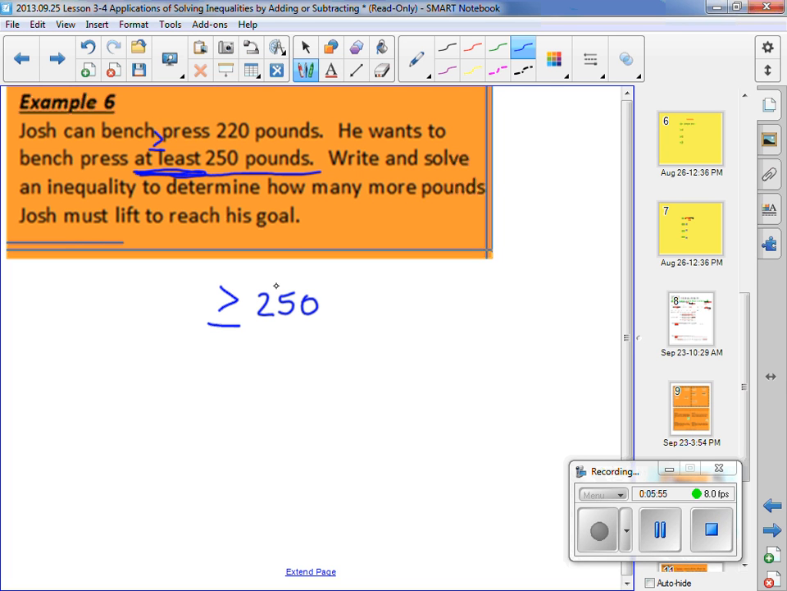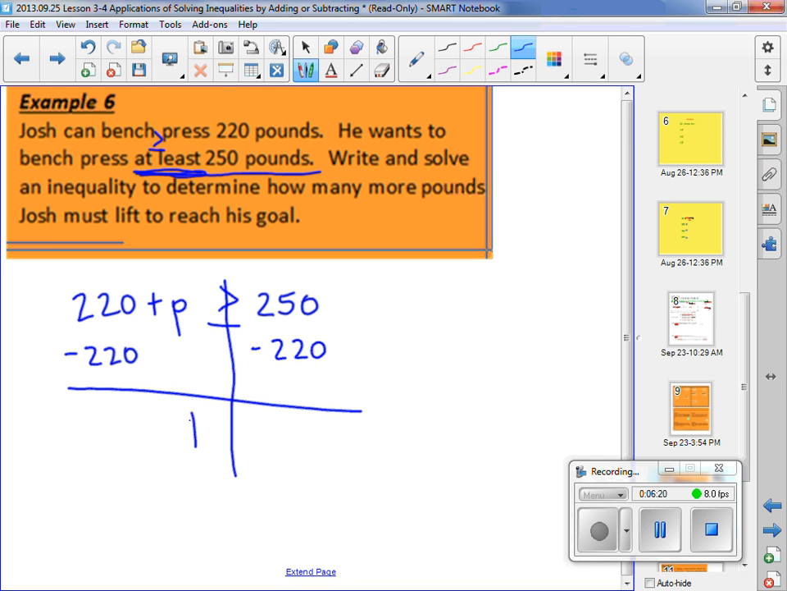All right, so then I know also that he's already done 220 pounds. So I'm going to say 220 pounds plus some remaining amount. So 50 pounds, that'll work. Okay, draw your line and subtract 220 on each side. So he is greater than or equal to 30.